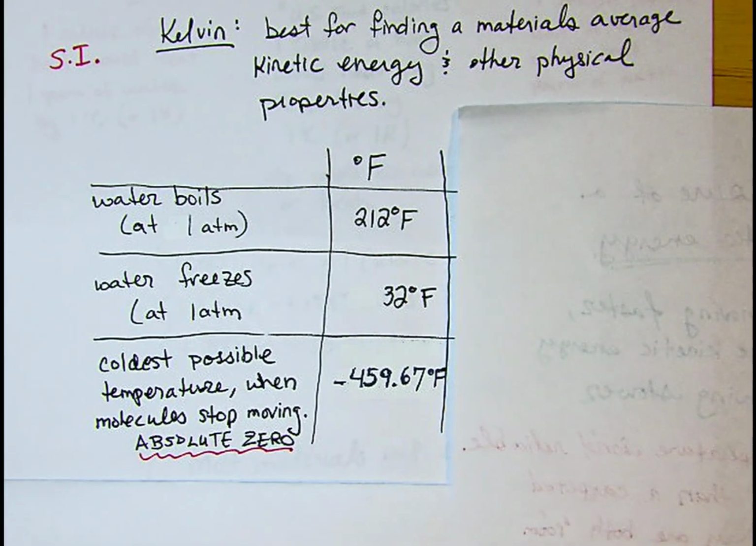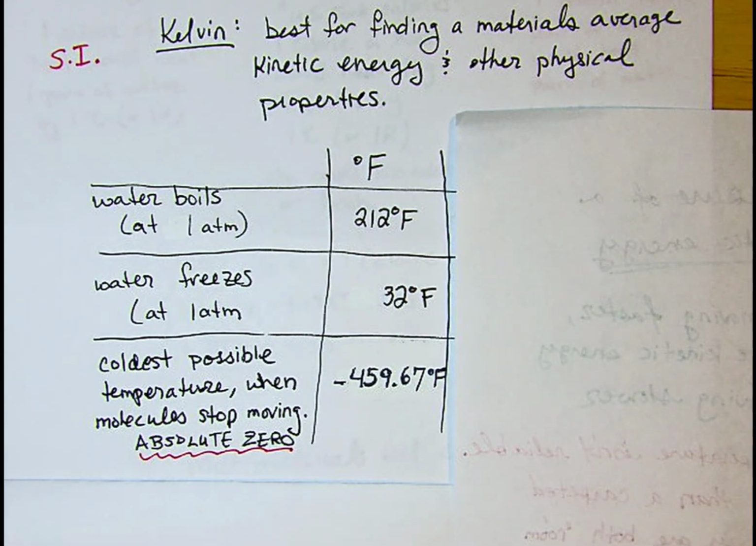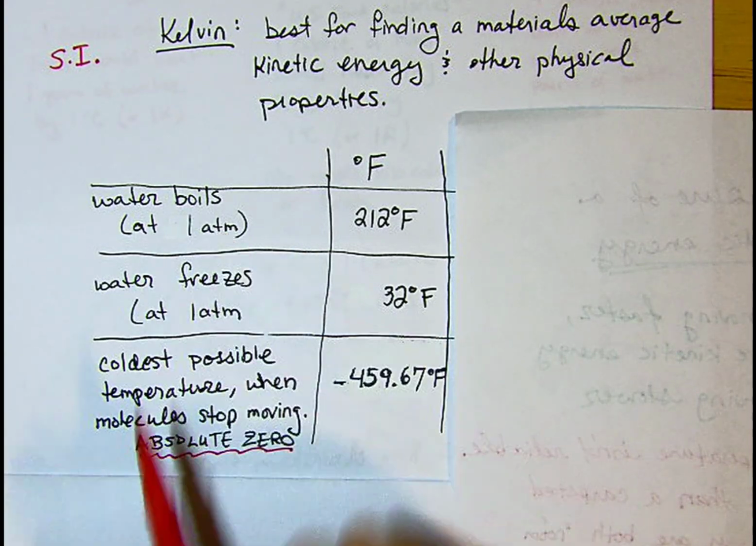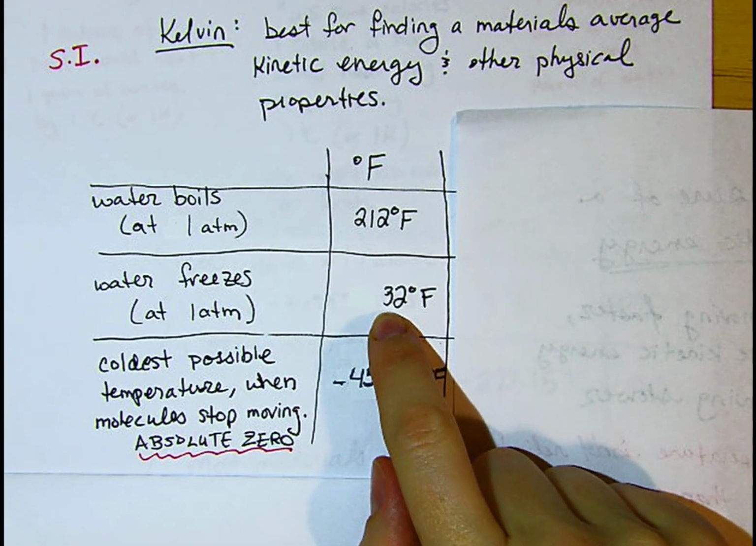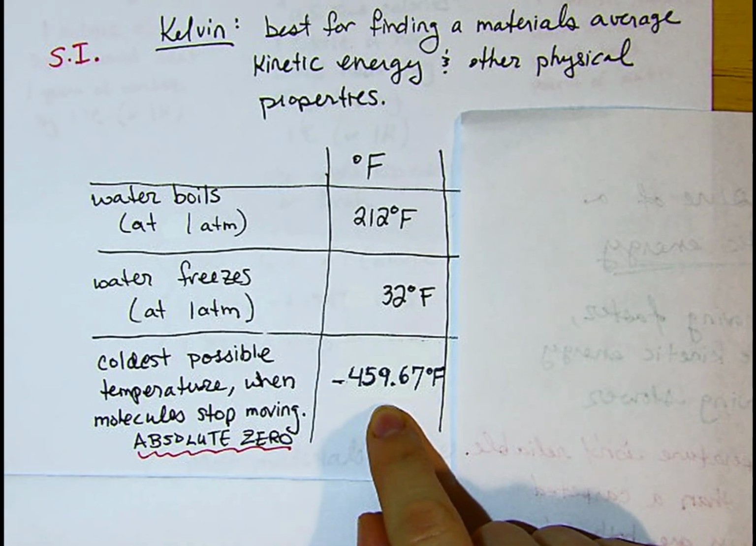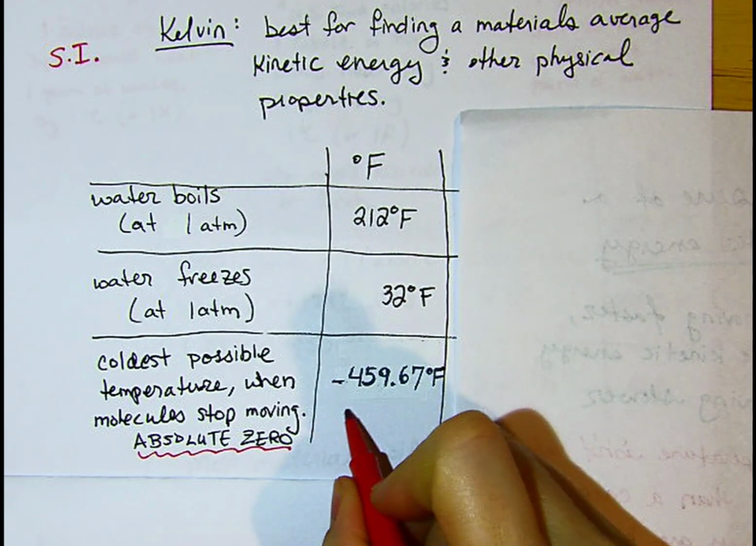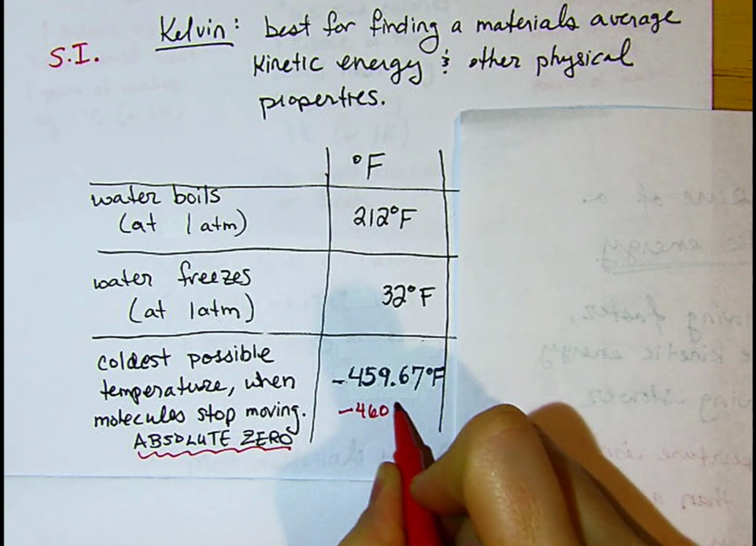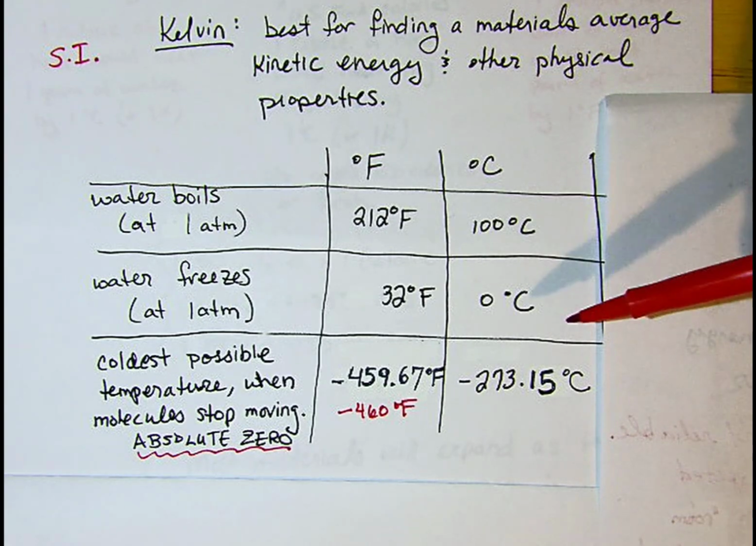So just for some scale, let's talk about some basic temperatures in Fahrenheit. The boiling temperature of water at standard atmospheric pressure is 212 degrees Fahrenheit, and water freezes at 32 degrees Fahrenheit. And the absolute coldest temperature anything could ever have, we call it absolute zero, and that's when all the molecules would stop moving. That's this temperature, negative 459.67. Our book isn't going to be so precise, so I might even just round this to negative 460.